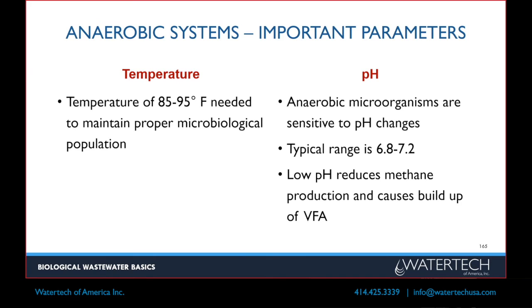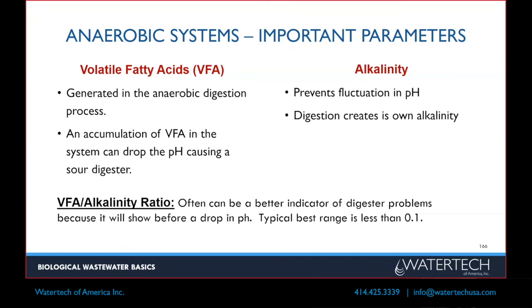pH is important, just as it is in an activated sludge system. Volatile fatty acids are just part of what's generated in the anaerobic digestion process. If too much of them builds up, then you can create a sour digester because your pH will drop. And actually what they look at is the ratio between volatile fatty acids and alkalinity as one of their key operational parameters to start to identify problems. If this number changes a lot, then they know that they're running into some issues.